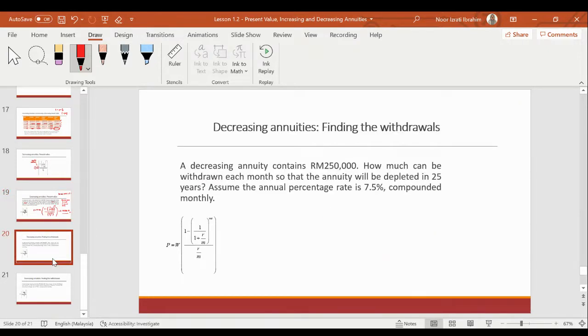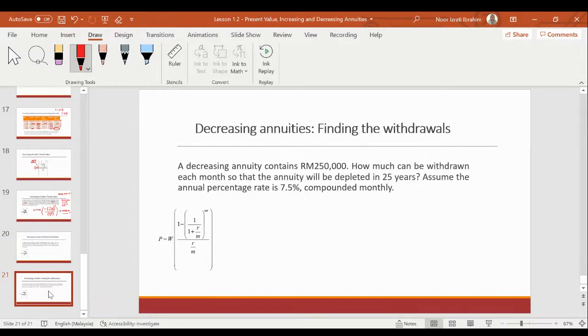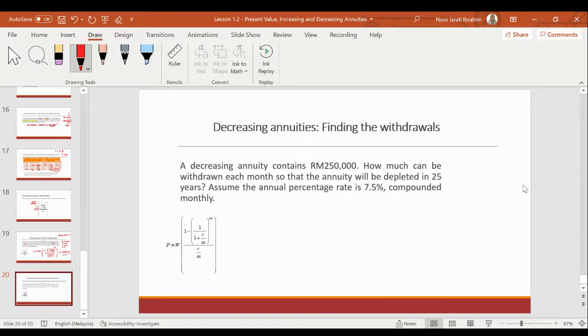Another example. A decreasing annuity contains 250,000. How much can be withdrawn each month so that the annuity will be depleted in 25 years? Assume the annual percentage rate is 7.5% compounded monthly. Same questions. So we want to find how much can be withdrawn each month, which means to find the value of W now. To find the value of W, we still use the same formula, but we have to adjust the formula first.